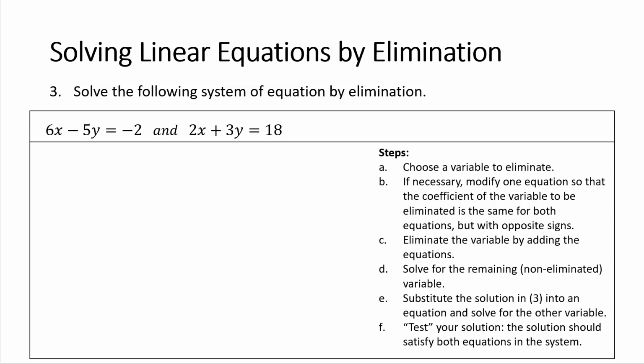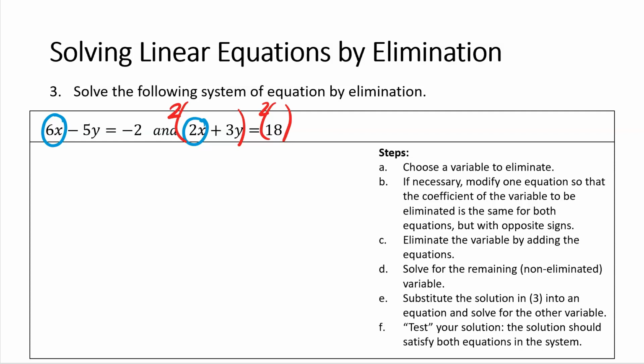So with the next one, it might not look so easy to eliminate, but it's not bad. You have a 6x and a 2x, and a negative 5y and a 3y. So if you think about what's going to be easiest to eliminate, it'll be the x's, because you can just take that second equation and multiply the second equation by 2.